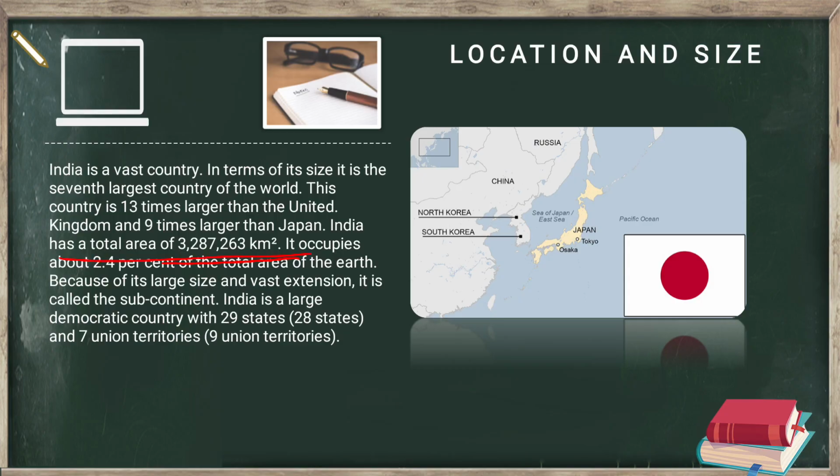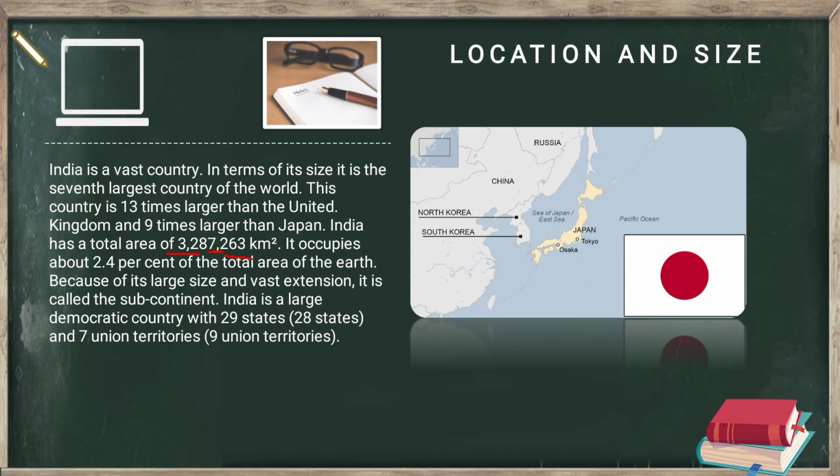India has a total area of 3,287,263 square kilometers. Can we say it is 3 million? Yes, we can say it is 3 million. Roughly, counting in the Indian system, it is 32 lakh 87,263 square kilometers. So nearly 32 lakh, or 33 lakh you can say.